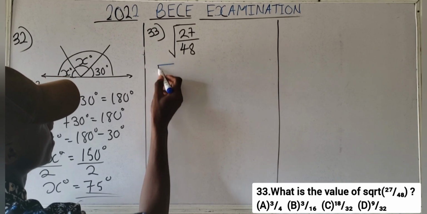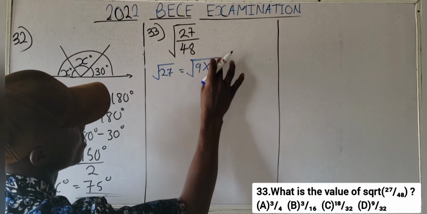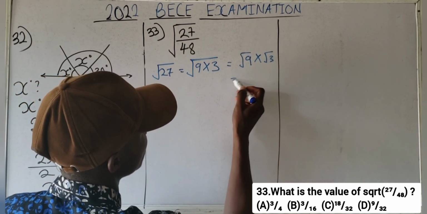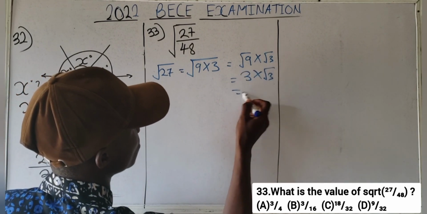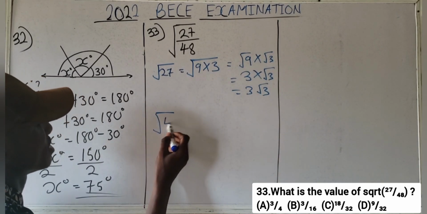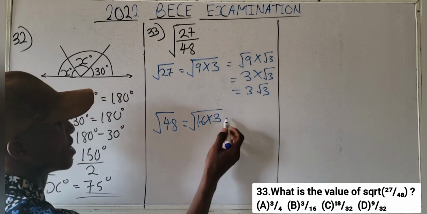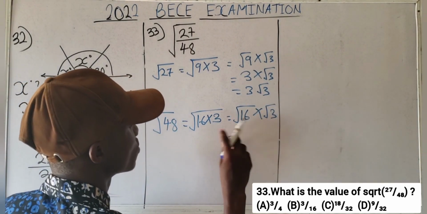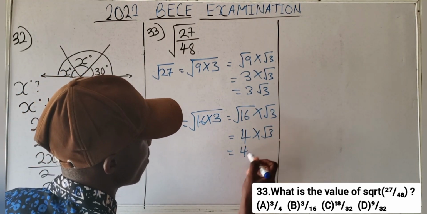The square root of 27 can be expressed as the square root of 9 multiplied by 3. That is the square root of 9 times the square root of 3. The square root of 9 is 3. So I'm going to have 3 times the square root of 3, that is 3 root 3. For the denominator, that is the square root of 48. The square root of 48 can be expressed as the square root of 16 times 3. So I'm going to have the square root of 16 multiplied by the square root of 3. The square root of 16 is 4. So I'm going to have 4 multiplied by the square root of 3, that is 4 root 3.